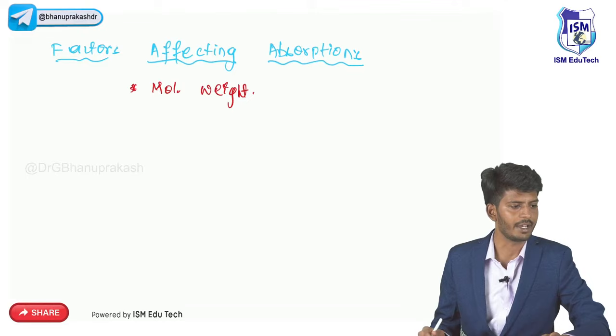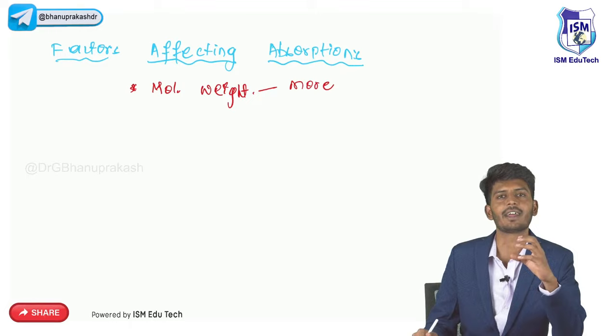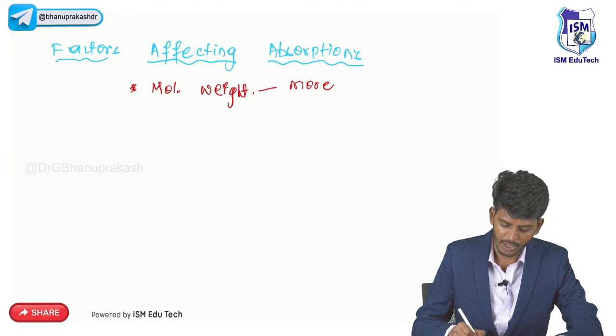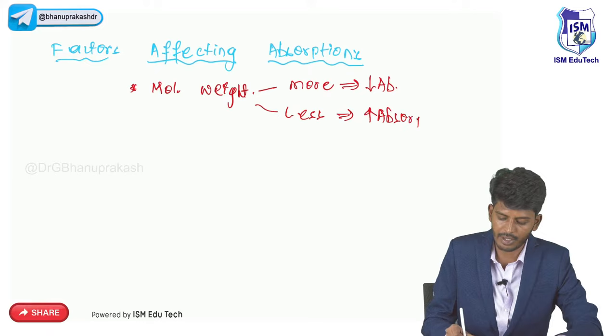Now, molecular weight. If you have a higher molecular weight, it means the drug is larger. If the drug is larger, automatically what's going to happen? Absorption will be decreased. If the molecular weight is more, it will decrease the absorption. If molecular weight is less, automatically it will increase the absorption of the drug. So this is the fact about molecular weight.